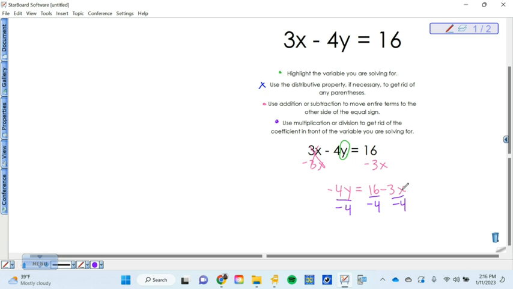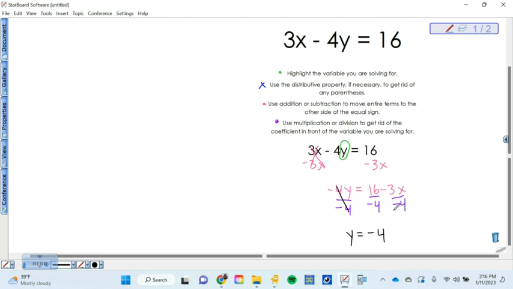And now the final step is just simplifying. So what happens to these -4's here? They cancel, so I have just y equals, which is what I wanted, right? I'm solving for y. I want the y by itself. So y equals, what's 16 divided by -4?